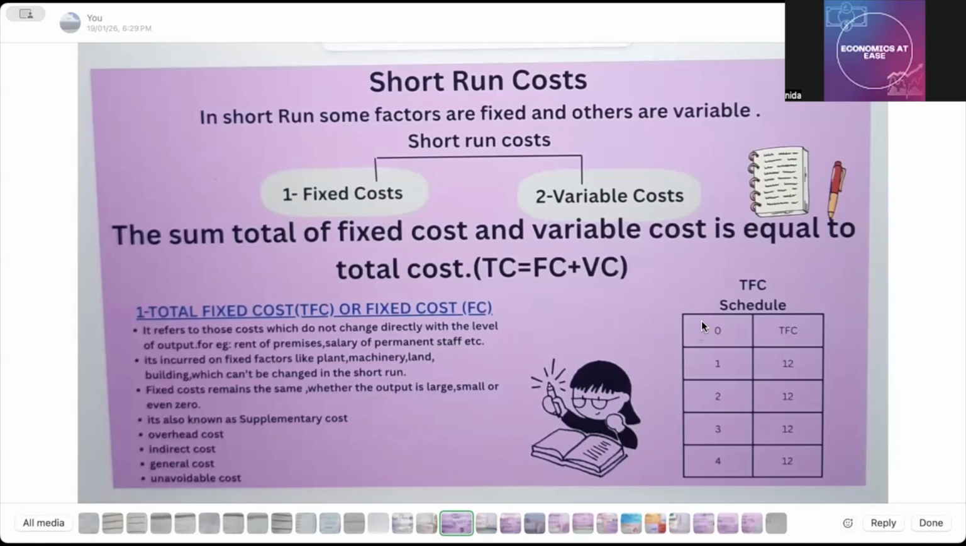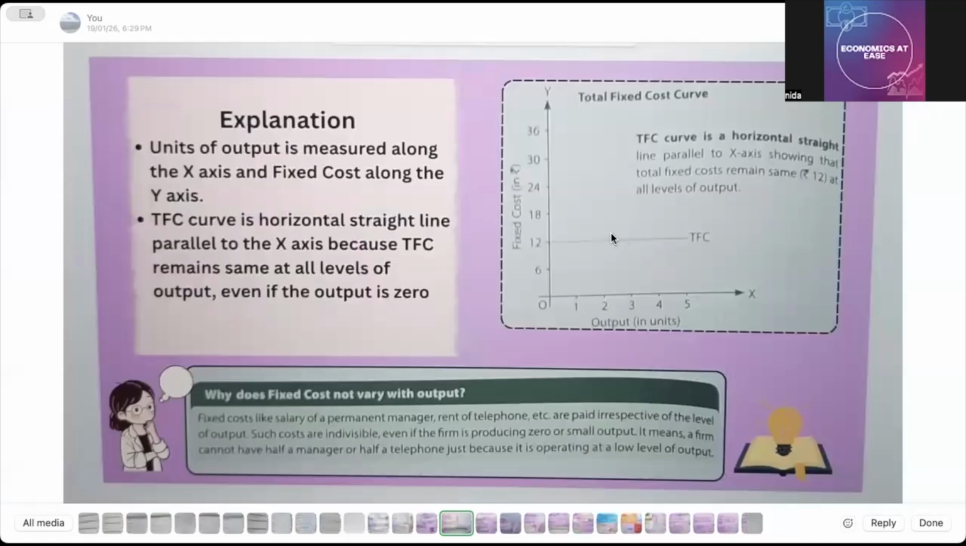Here we will write the output 0, 1, 2, 3, 4, and TFC will remain the same. In the diagram, at the output of 1 the fixed cost is 12, at the output of 2 the fixed cost remains the same, 12, and so on. So you can say in short, it is a horizontal straight line parallel to the x-axis. When you explain this diagram, first mention what is taken on the y-axis and what is taken on the x-axis. Then mention the kind of line you are drawing, the type of line, for example a straight line parallel to the x-axis or y-axis, or whatever it is.